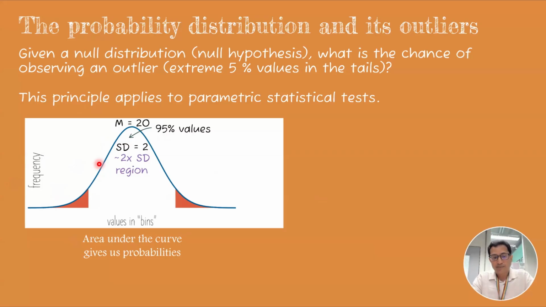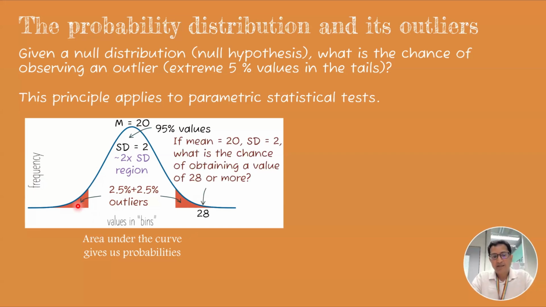And we also know that about 2.5% lie in each of the 2 tails. And that is where this outlier idea of about 5%, or P less than 0.05, comes from. We have, by convention, decided that 5% of values of any distribution are the outliers, or they are in the tails of the distribution.